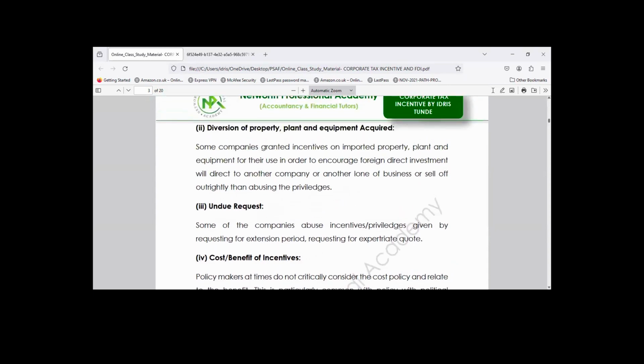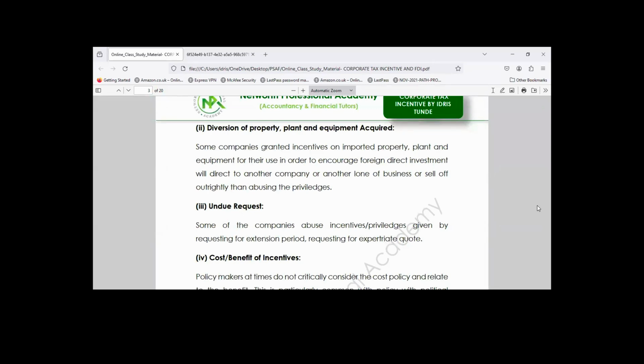This company has been given tax incentive in Nigeria. As a result of that, the property, plant, and equipment that are used in other countries, they will divert to Nigeria so that they can claim capital allowance on it. Do you understand? Say, for instance, some companies were given 100% accelerated capital allowance, meaning that they are going to claim 100% capital allowance on property, plant, and equipment. When such a company has property, plant, and equipment in other countries, they will divert it to Nigeria so that they can claim that accelerated capital allowance.